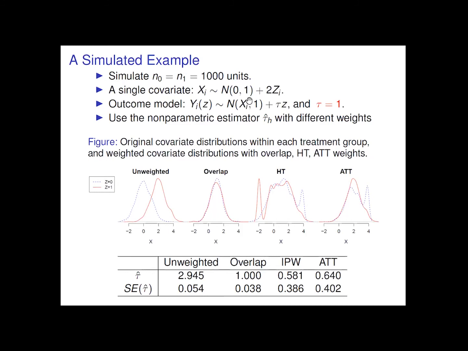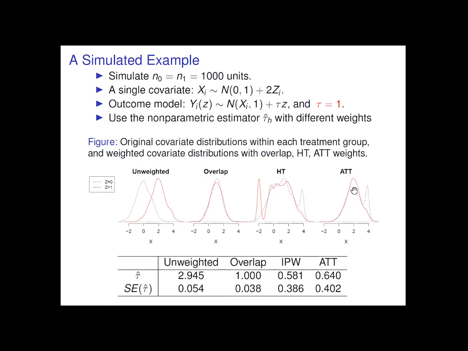I generate the outcome as a function of the covariate; it's highly related to and predictive of the covariate. In this case, I generate every unit with exactly the same homogeneous treatment effect, which should be 1. Remember, every time you talk about a different target population, the true estimand can be different. But since I generate a homogeneous treatment effect, the estimand is the same for all target populations.